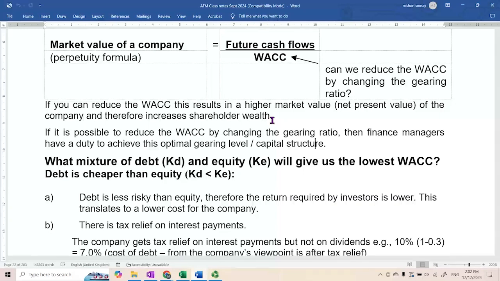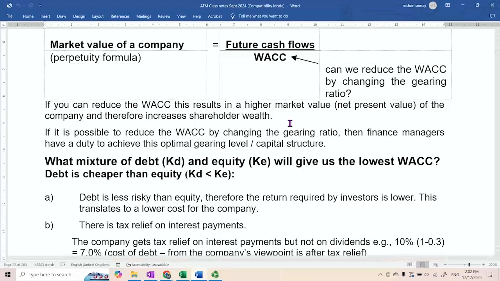So, what is the objective of finance again? Maximizing shareholders' wealth. If by reducing the WACC you can increase shareholders' wealth, then it's the duty of every finance manager to try to find a WACC that is minimal, because the value of the company will go up. If you can reduce the WACC, this results in a higher market value, NPV, of the company, therefore increases shareholders' wealth.